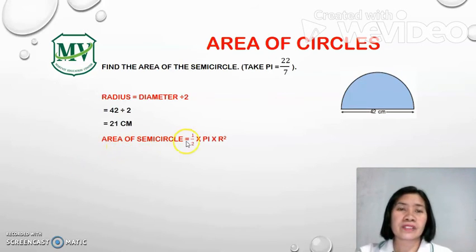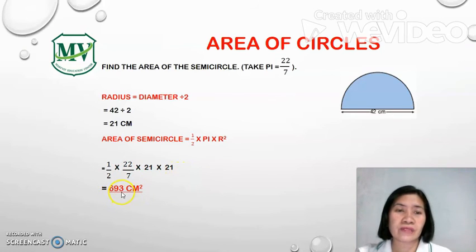The area of the semicircle is equal to 1/2 times pi times radius squared. Radius is 21 centimeters and pi is equal to 22 over 7. So let's substitute the values. 1/2 times 22 over 7 times 21 times 21 is equal to 693 square centimeters. So the area of the semicircle is 693 square centimeters.